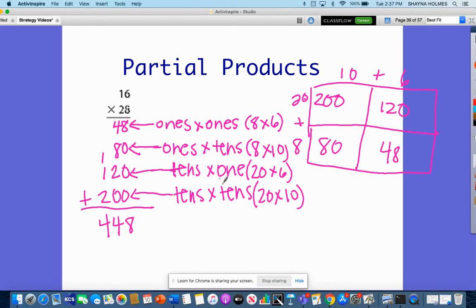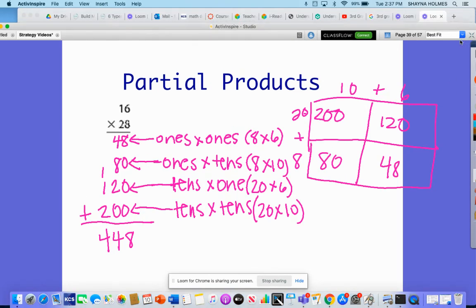It's just that here we're really looking at this place value and knowing that we're multiplying a ones by a ones, ones by tens, tens by ones, and tens by a tens here. So this is now where you're using place value and you don't really have your grid here to help you because we're kind of moving up in the strategies. That is the end of today's video on partial products.